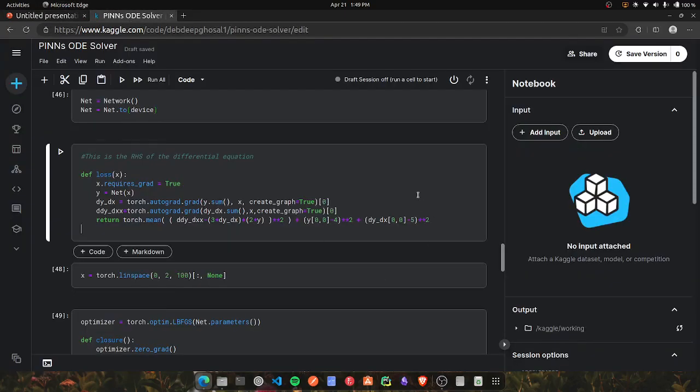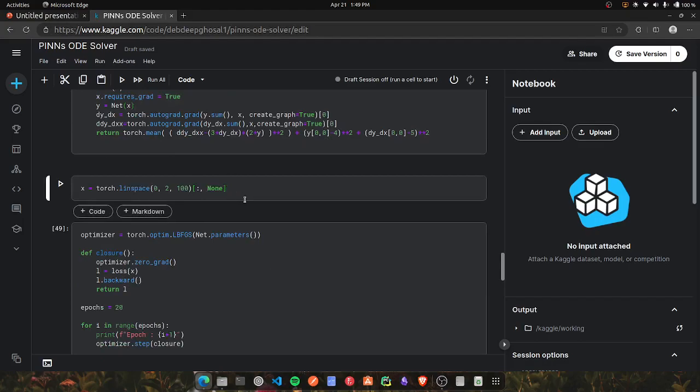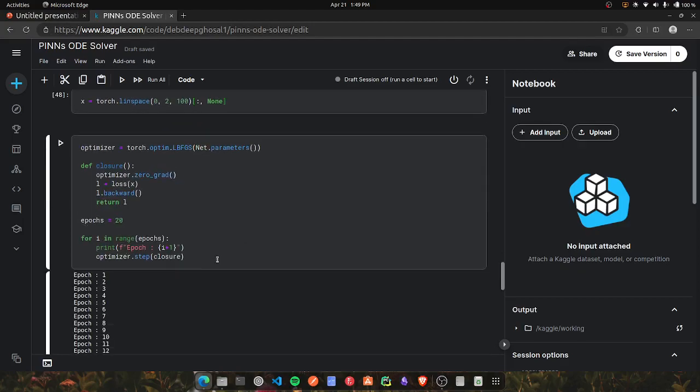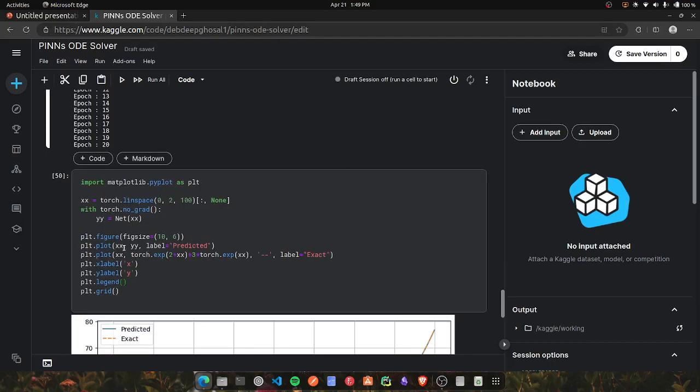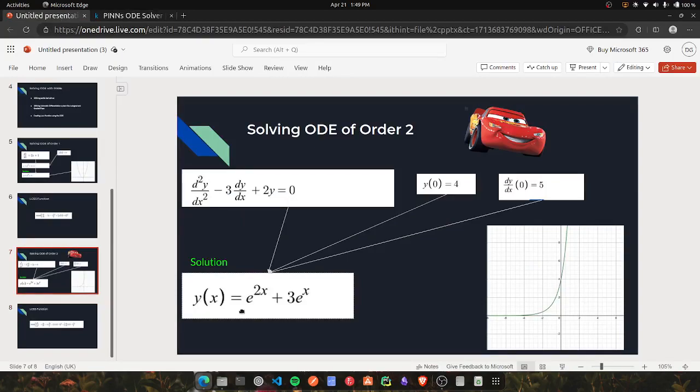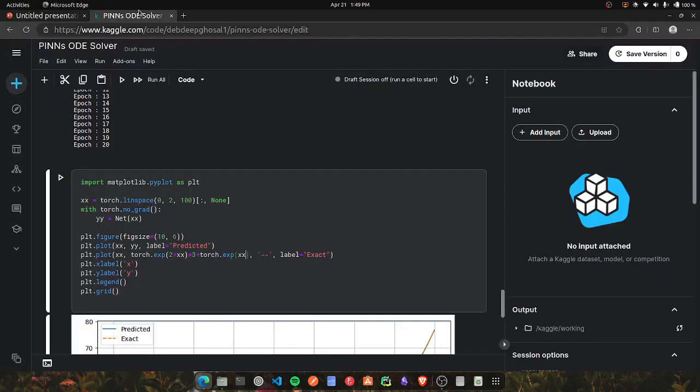Alright, so yeah, we have also got the loss function here, and this is where we are defining the data points. We are taking 100 points from 0 to 2. The graph will also be from 0 to 2. So this is the optimizer we'll be using, the same thing, and we'll be running epochs for 20. And after running that, we are also getting another set of data points and another set of predictions, which we'll be using for plotting the predicted graph. And then this torch.exp thing is the solution we got through conventional methods, which I described here. So y(x) equals e to the power 2x plus e to the power x. This is the thing I have defined here. This will be the exact.